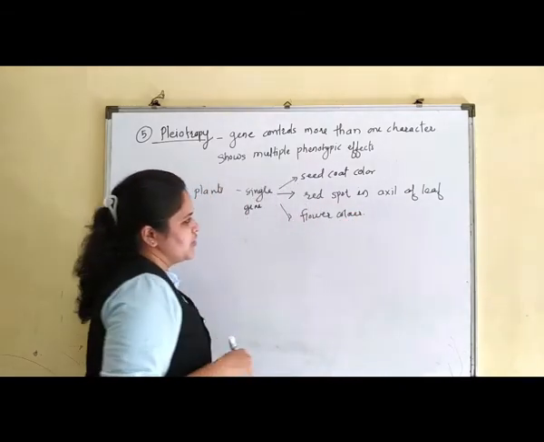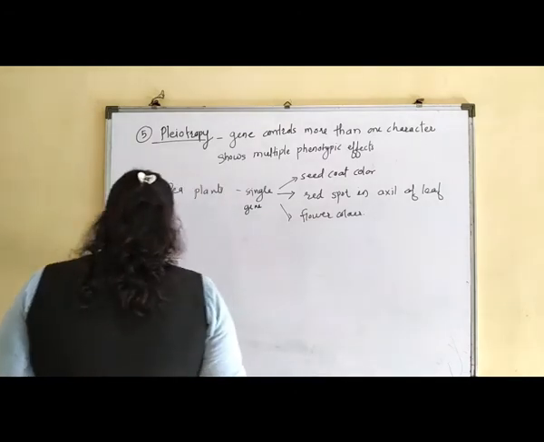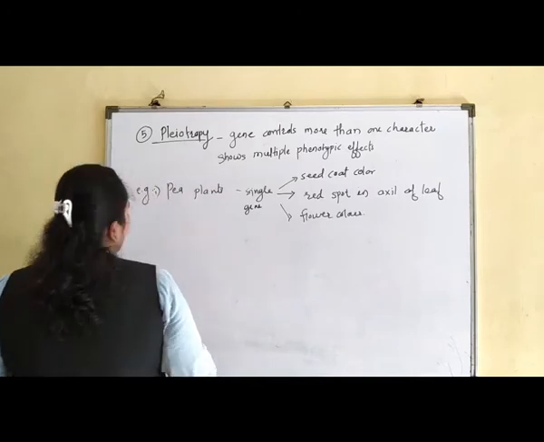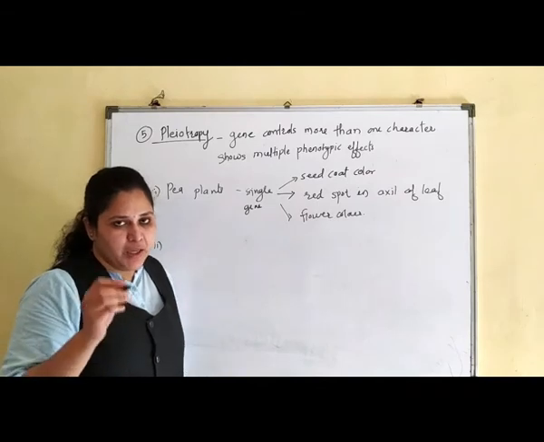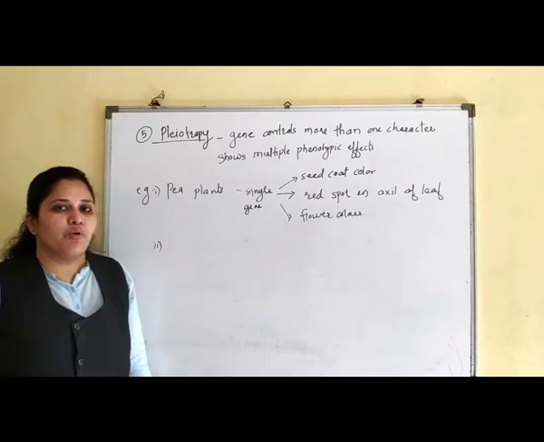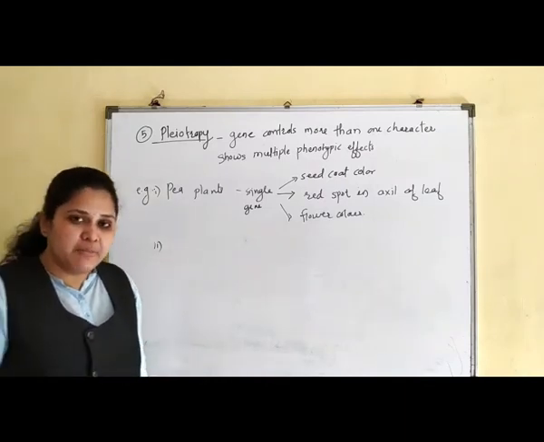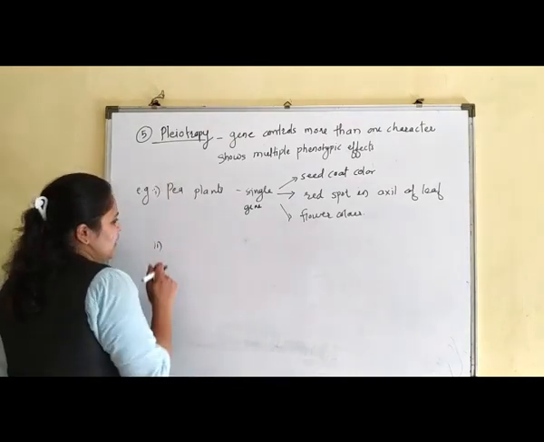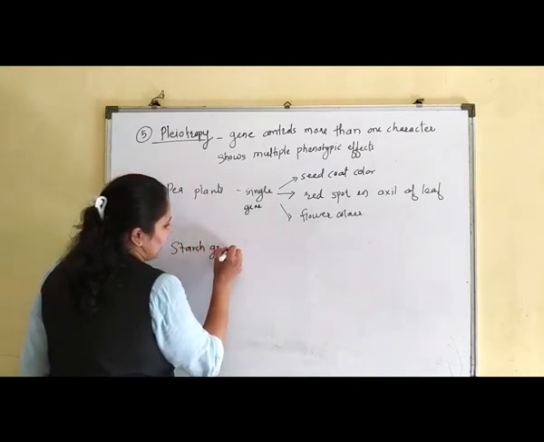Fine. So a single gene is responsible for different phenotypes. Another example of pleiotropy we'll see in pea plants only, that is the starch grain size. The gene which is responsible for the size of starch grain is also responsible for the shape of the seed. And this is an example of intermediate dominance also, which I will explain now. In the case of pea plants, starch grain size.